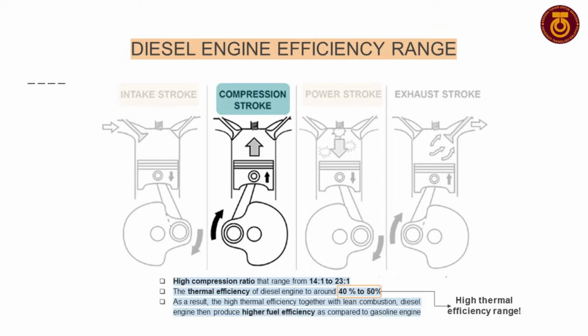This high compression ratio that ranges from 14:1 to 23:1 increases the thermal efficiency of a diesel engine to around 40% to 50%. As a result, the high thermal efficiency together with lean combustion, the diesel engine then produces higher fuel efficiency as compared to a gasoline engine.